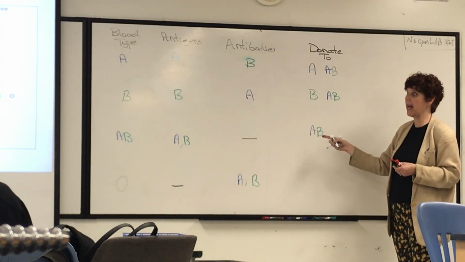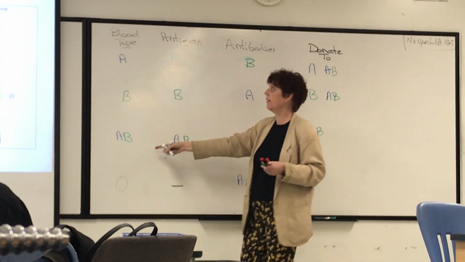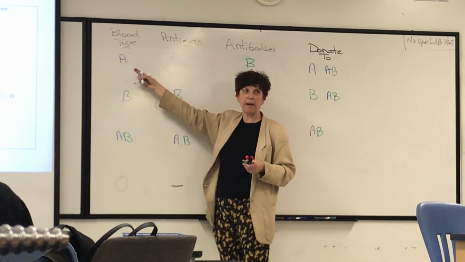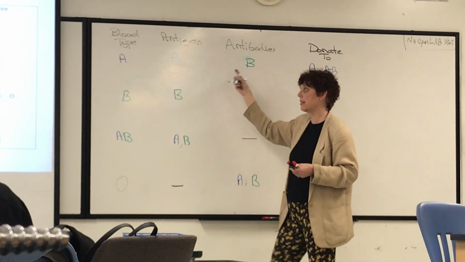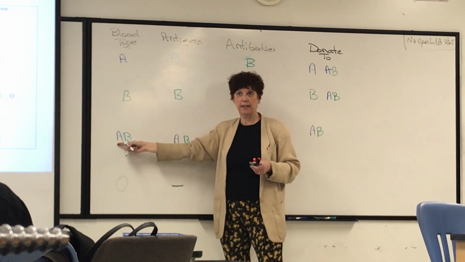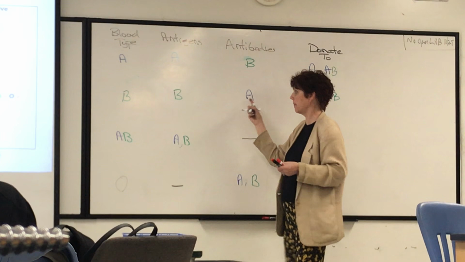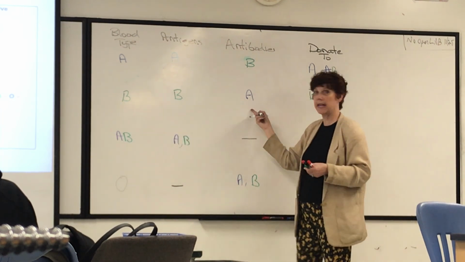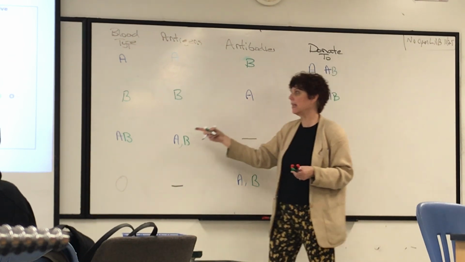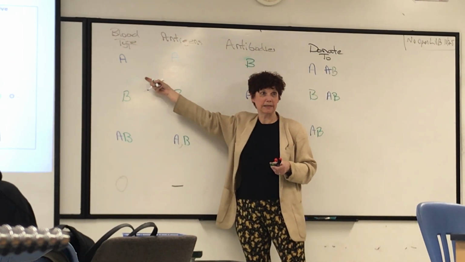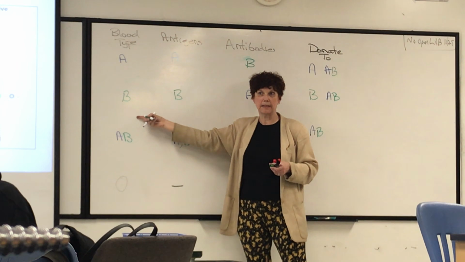I have A and B antigens. If I donate to A, do they have antibodies against me? Yes, they do. If I donate to B, do they have antibodies against me? Yes. So AB cannot donate to A, cannot donate to B.